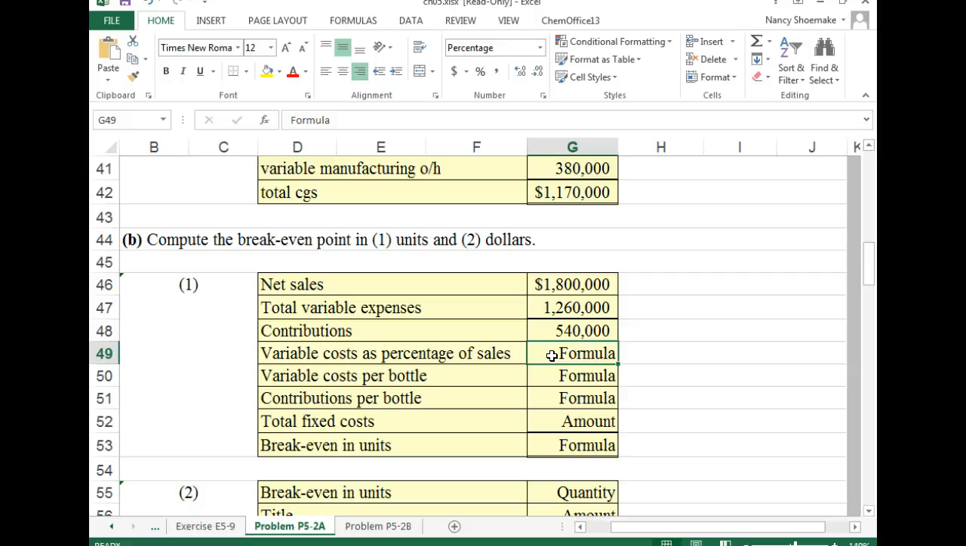So our variable cost as a percentage of sales, wouldn't we take this 1,260,000, divide that by our net sales to get variable cost as a percentage of sales of 70%? And then what are our variable costs per bottle? How much do we purchase the bottle for? We purchase the bottle for 50 cents, isn't it? So what is the variable cost per bottle? Wouldn't that be basically 50 cents times 70%? Which is our 35 cents, right?